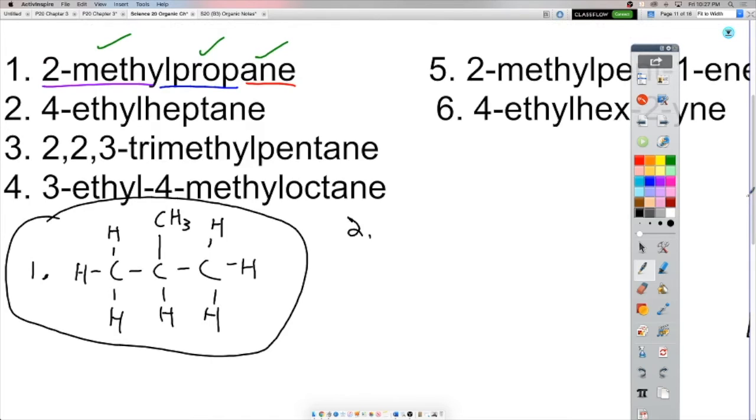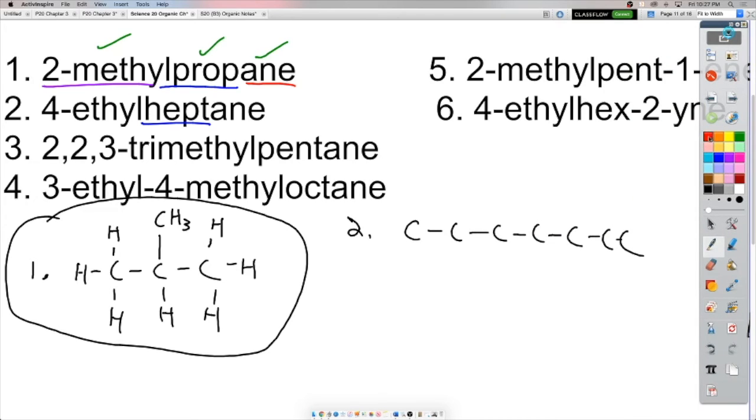Okay, 4-ethyl heptane. So let's break that down. What do we start with? The parent chain. Hept. Okay, so that's how many carbons? 7. Okay. Ane. Again, that makes our life easy. Ane, that means single bonds only. Boom, done. We did the hept, we did the ane already. All we got to say now is 4-ethyl. So on the 4th carbon, okay, there is going to be an ethyl group.